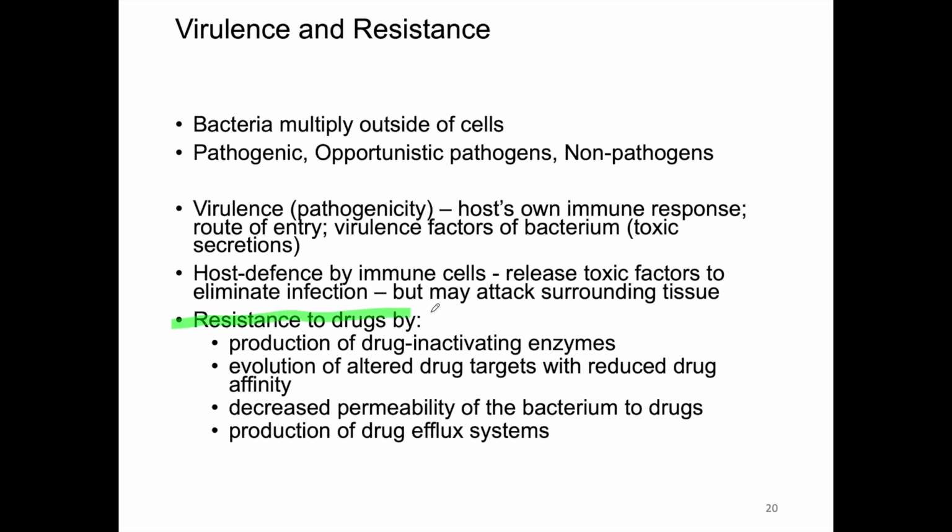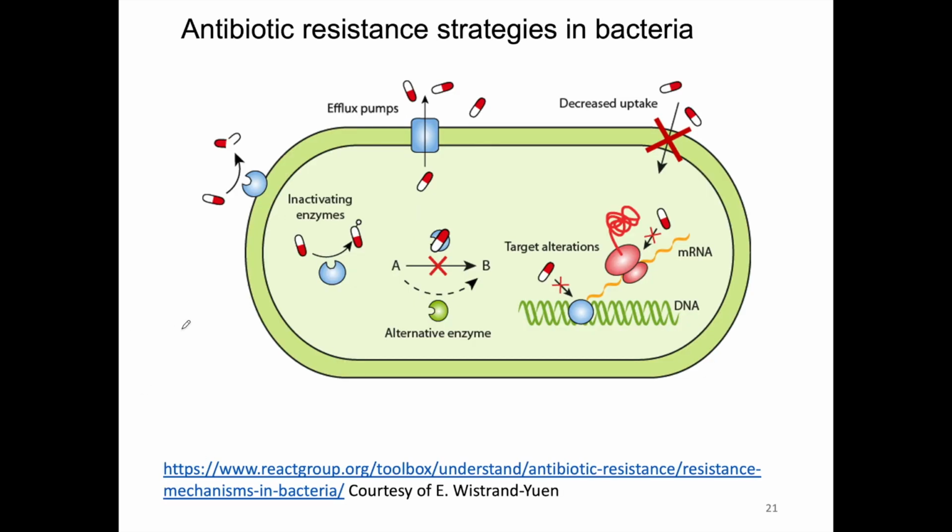Resistance to antibiotics comes about by a number of mechanisms: production of drug inactivating enzymes, evolution of altered drug targets with reduced drug affinity, decreased permeability of the bacterium to drugs, and production of drug efflux systems. Okay, here is a cartoon representation of some antibiotic resistance strategies that exist. And so this is the graphical representation of what I've just said.